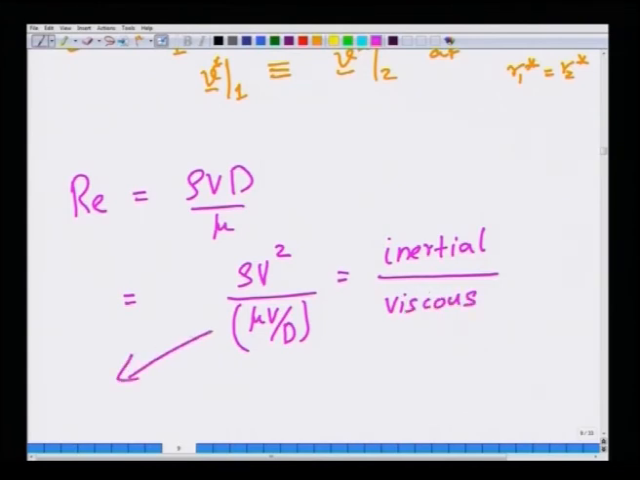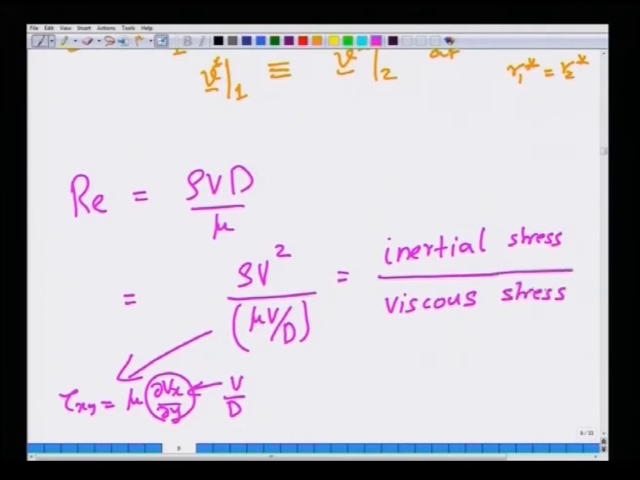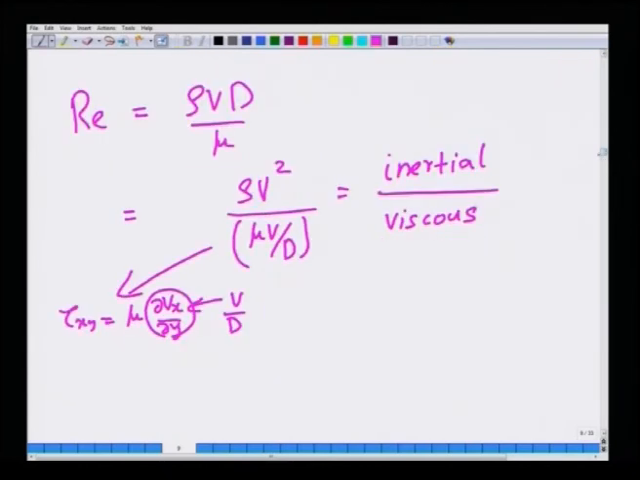Remember that Newton's law of viscosity tells you that tau x y is mu times partial v x by partial y in the simplest case. If you estimate this as v divided by d, then mu v divided by d is a typical estimate of viscous stress present in the fluid. So, inertial stress to viscous stress. Roughly speaking, Reynolds number is the ratio of inertia to viscous forces in the fluid, and it is a pure number.